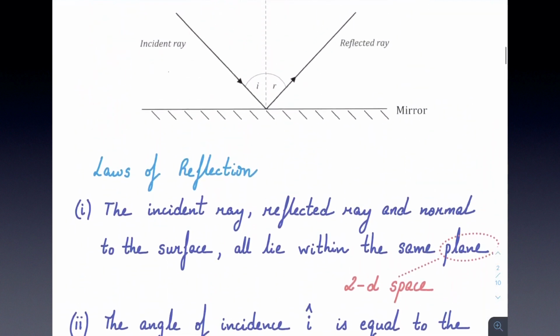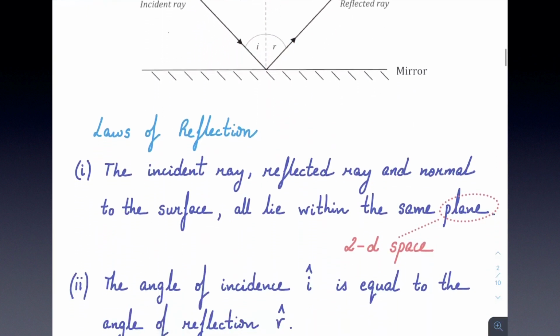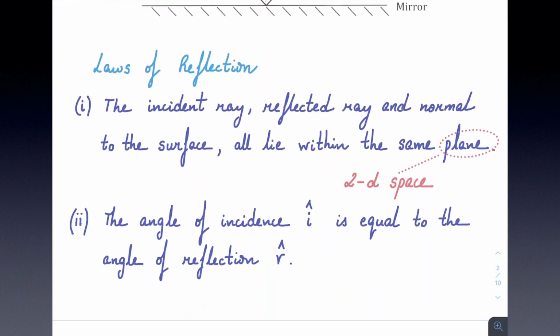So if we look back at the figure, we are saying that the incident ray, reflected ray, and the normal to the surface, these should all lie within the same two-dimensional space. Secondly, the angle of incidence, here denoted by i, is equal to the angle of reflection. These laws have all been proven experimentally.